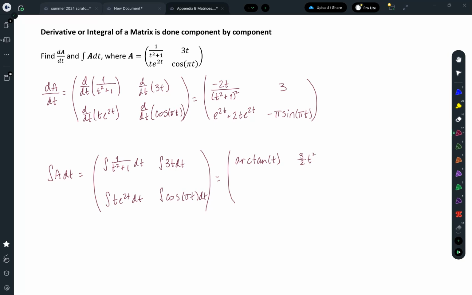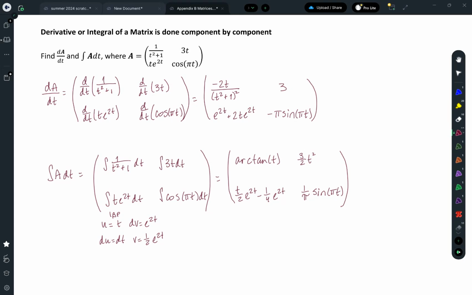The antiderivative of t e to the 2t, after an integration by parts where we use u is t and dv is e to the 2t, so that du is dt and v is 1/2 e to the 2t. Using the integration by parts, this is going to give us a t over 2 e to the 2t minus a 1/4 e to the 2t. And the antiderivative of cosine of pi t will give us a 1 over pi sine of pi t. And that's it. Okay, so nothing too different.